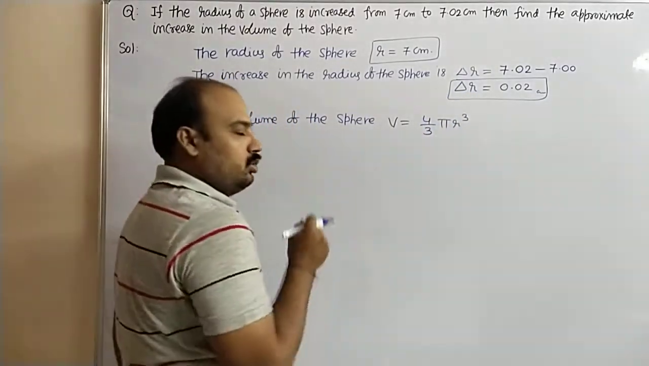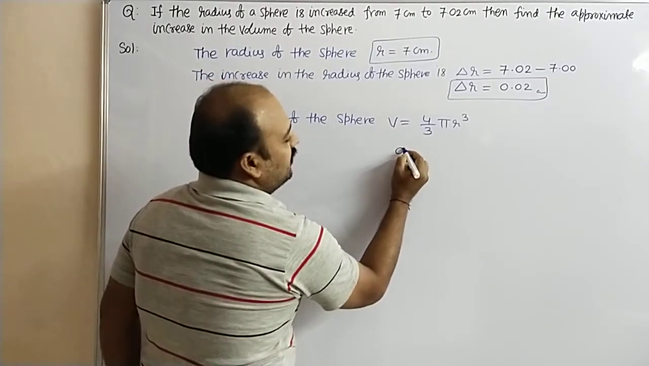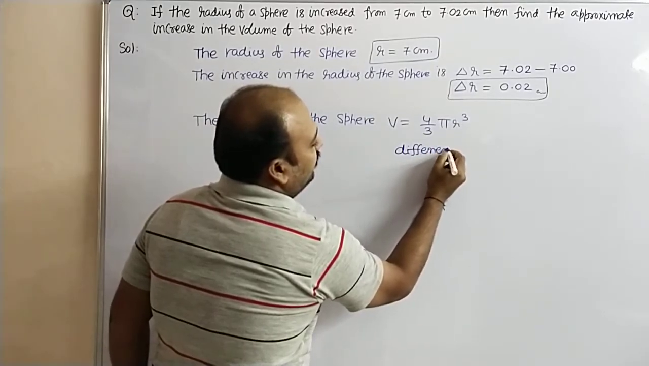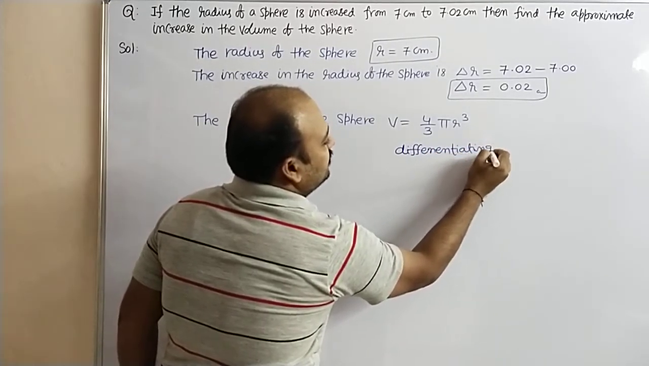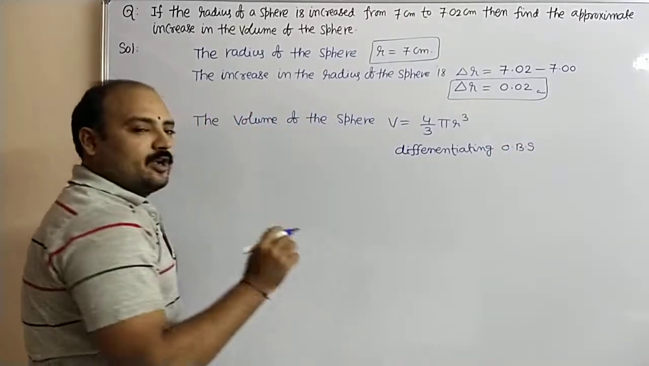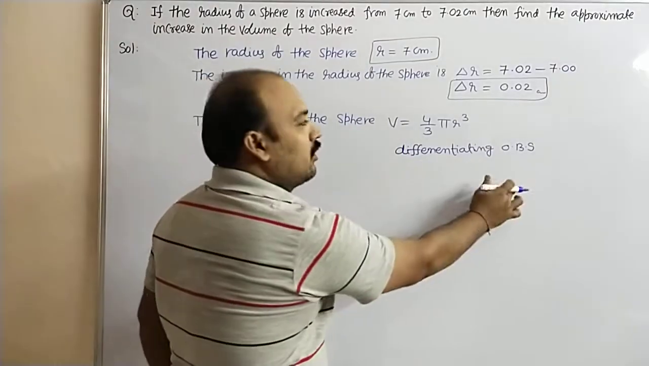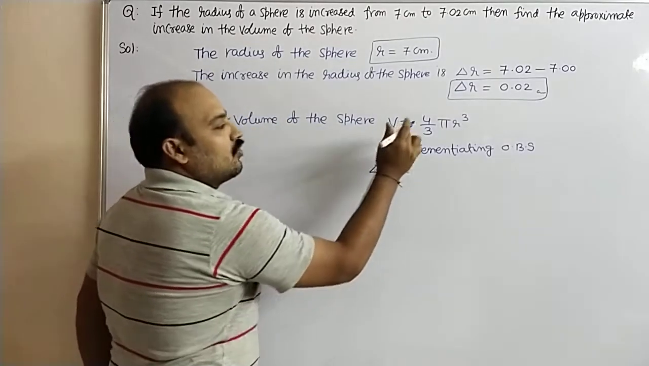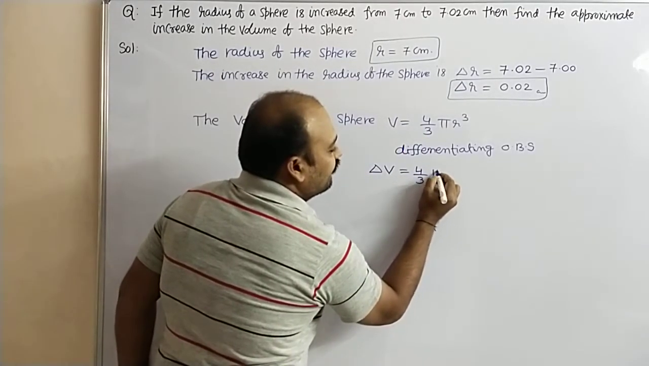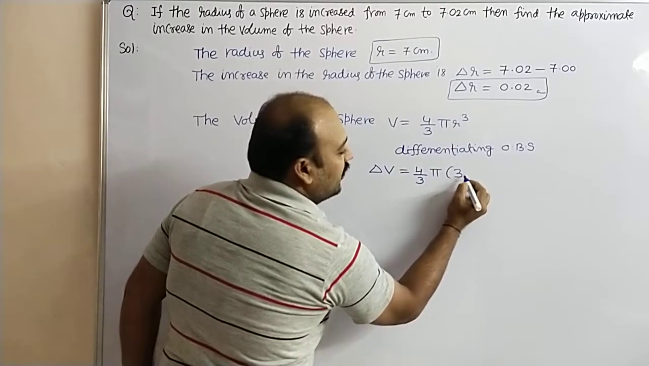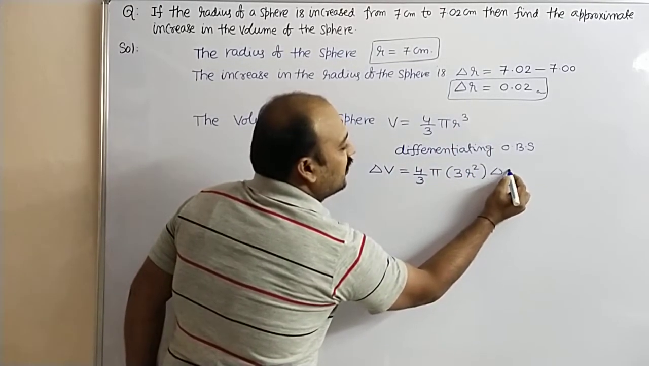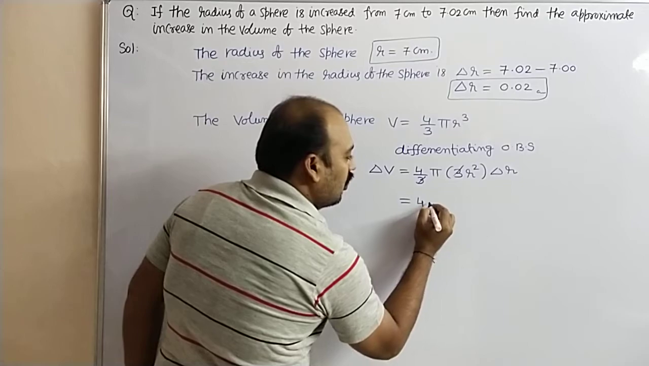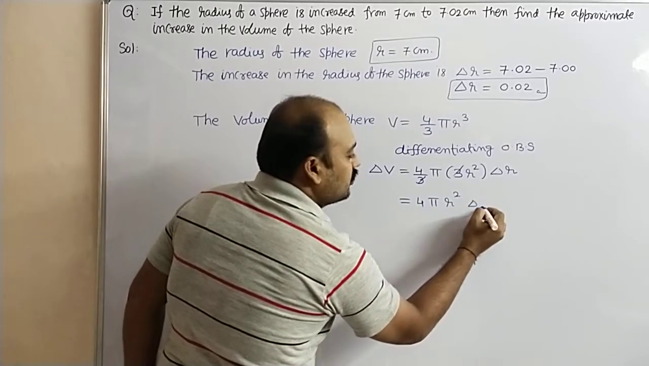Now differentiating on both sides. Here we did not mention x or y. Differentiating on both sides, V derivative is delta V, which is equal to 4 by 3 pi, which is constant. R cube derivative is 3r square. Again r derivative is delta r. Here 3 gets cancelled, which is equal to 4 pi r square delta r.